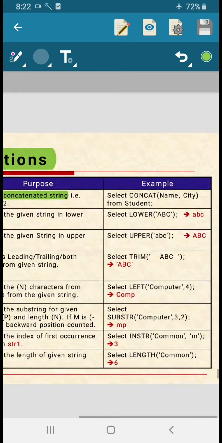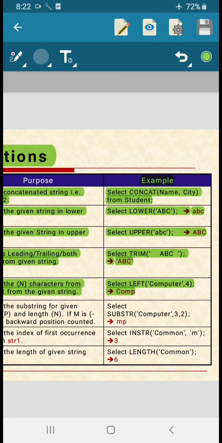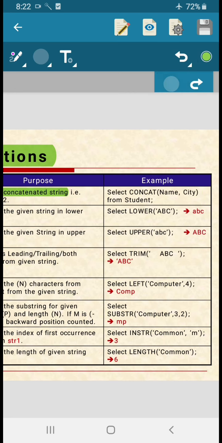Example, select concat name comma city from student. Both name and city will be joined and the answer will be displayed. No spaces will be allowed. Concatenation means joining of both the strings. Concat double quotations abc comma xyz, what is the answer you will get? abcxyz is the answer for that.